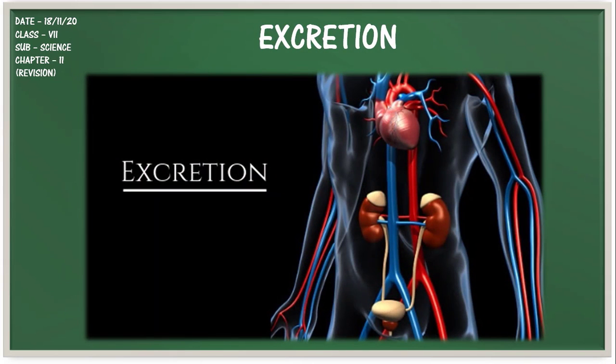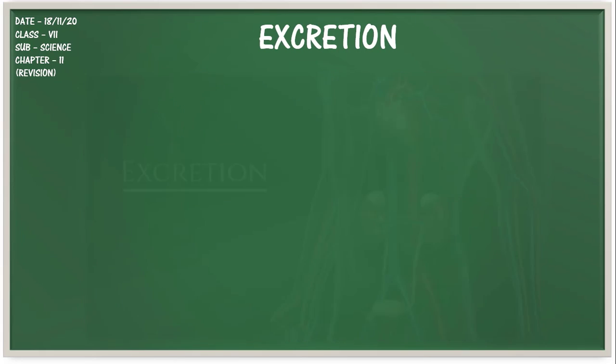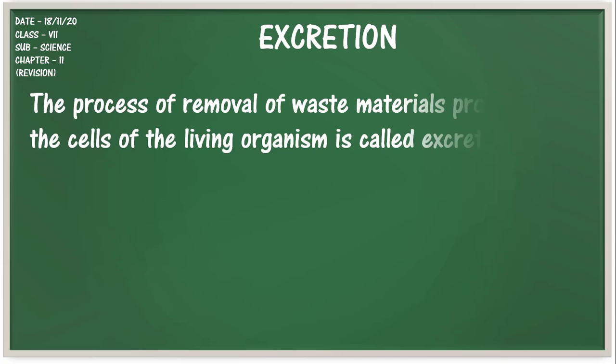Excretion. The process of removal of waste materials produced in the cells of living organisms is called excretion. When our body uses food, water, and air, it produces some byproducts or unwanted substances. These are called waste materials. These waste materials are toxic or poisonous and cause harm to the body. These poisonous substances, if mixed with blood, may become fatal and may cause the death of an organism. Therefore, the waste material must be removed from the body so that a person may stay healthy.